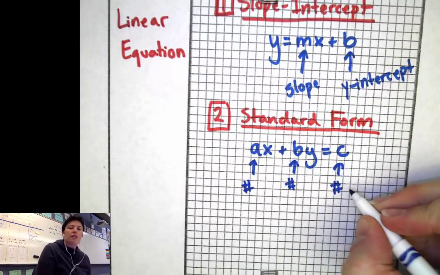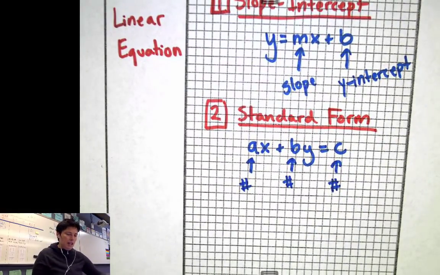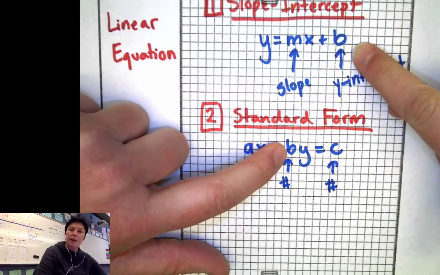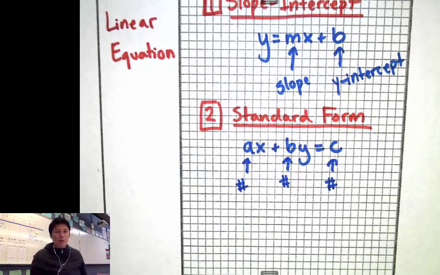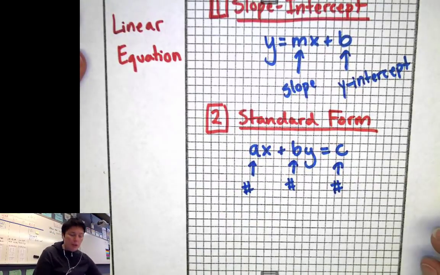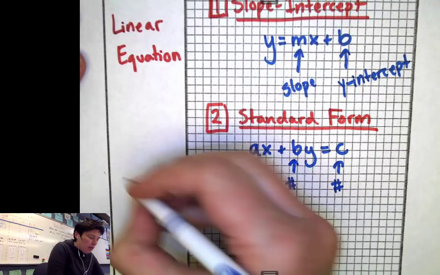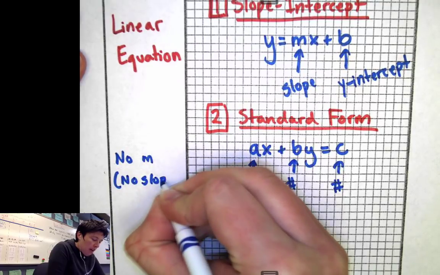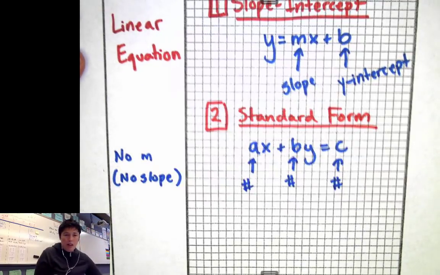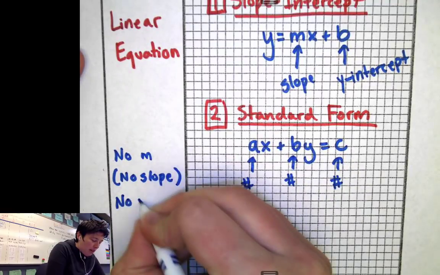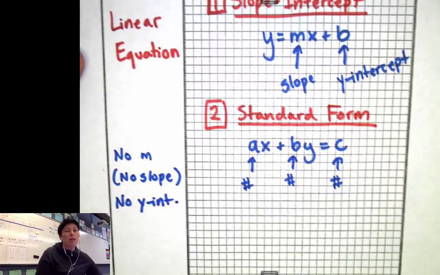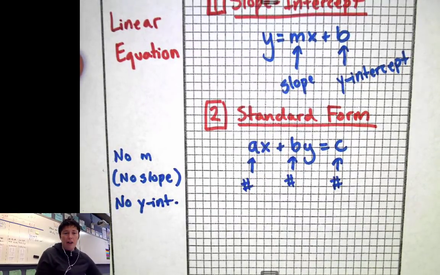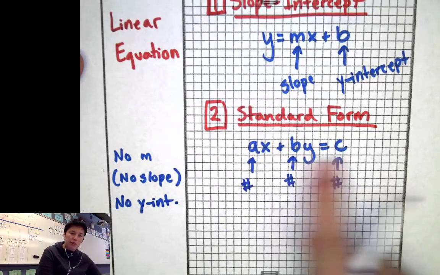What's confusing about standard form is that this b is not the same as this b. It's not the y-intercept, it's just a number. So you have 3 numbers. What I don't like about standard form is when I look at it, I don't know the slope, so there's no m, or no slope. And when you look at it, you don't see the y-intercept, so there's also no y-intercept. So it's not a very handy format, to be honest. I look at it and I'm like, well, I don't know the slope and I don't know the y-intercept. I don't really like it for graphing. But it's important to be familiar with the form.